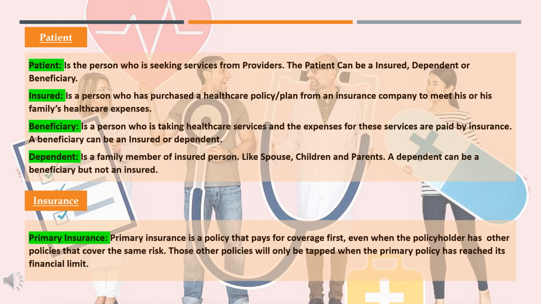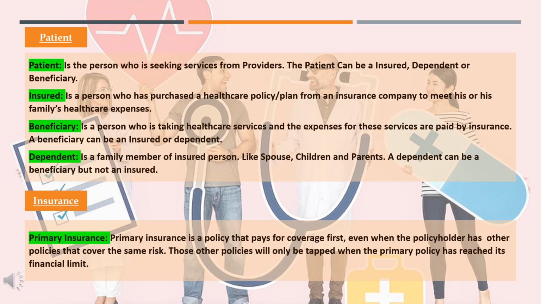Next topic is patient. Let's understand. Patient is the person who is seeking services from providers. The patient can be an insured, dependent or beneficiary. Let's understand it step by step. First, understand who is an insured. Insured is a person who has purchased a healthcare policy plan from an insurance company to meet his or his family's healthcare expenses.